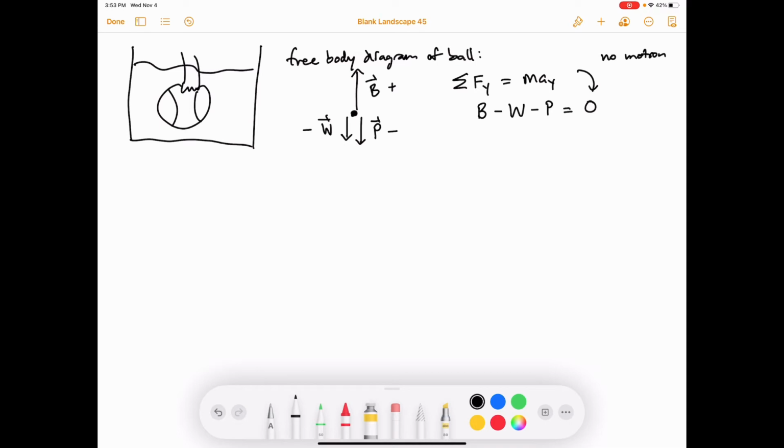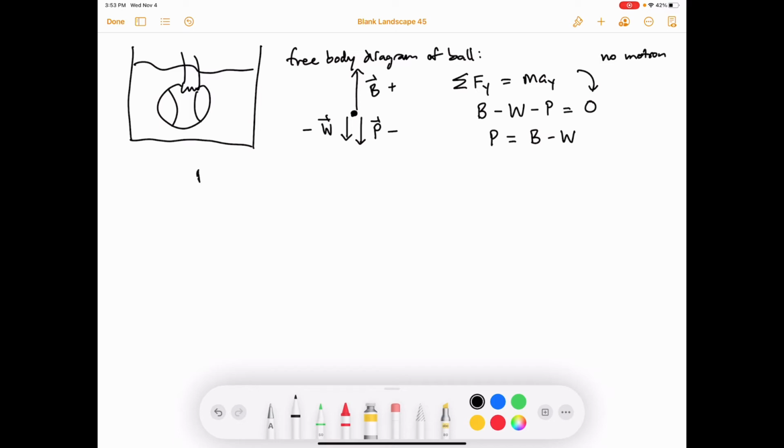So if we want to know what the force of the push is, that would just be the difference between the buoyant force and the weight, right? If I take the force of buoyancy minus the weight of the ball, then I've got the force of the push. Okay, so let's work that out.